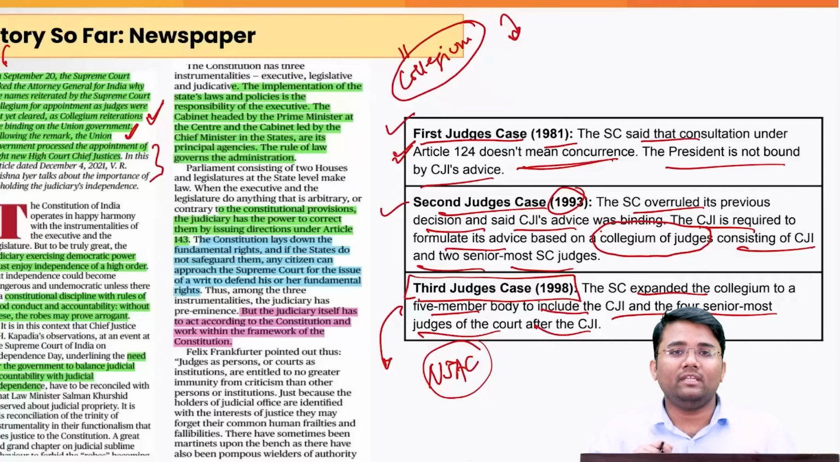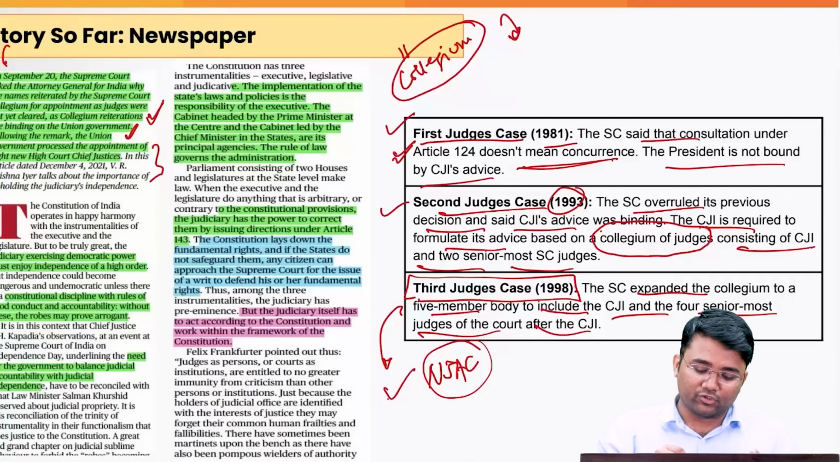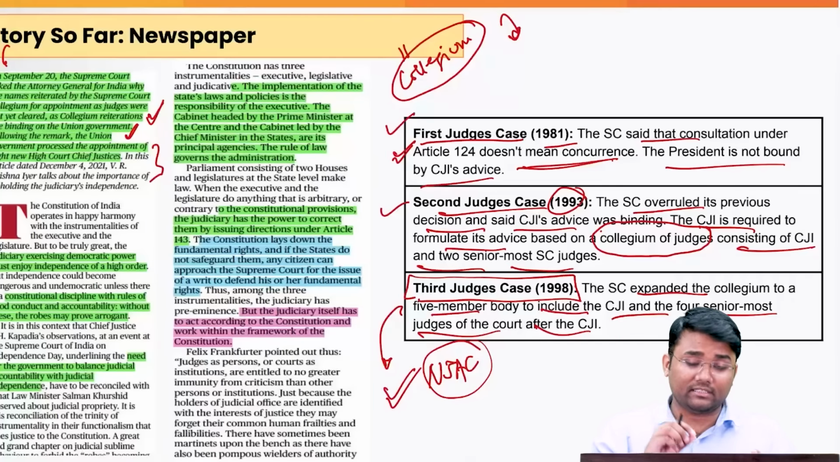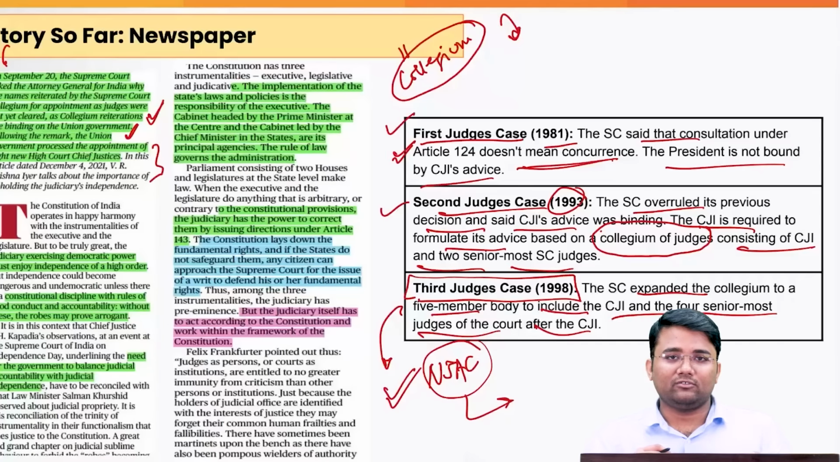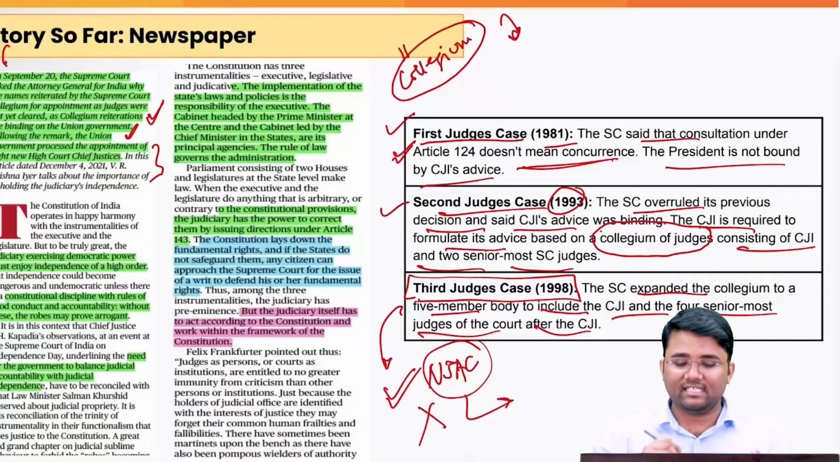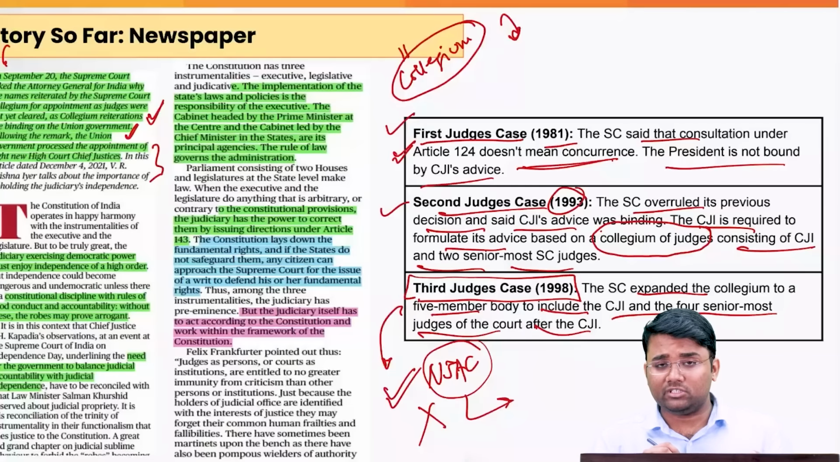Now you will tell me in the comment box through which constitutional amendment this NJAC came into the picture. But the Supreme Court in the 4th Judges case struck down this NJAC, and said that this National Judicial Appointment Commission, which was formed to look for appointment in the judiciary, is unconstitutional. It is against the independence of the judiciary.